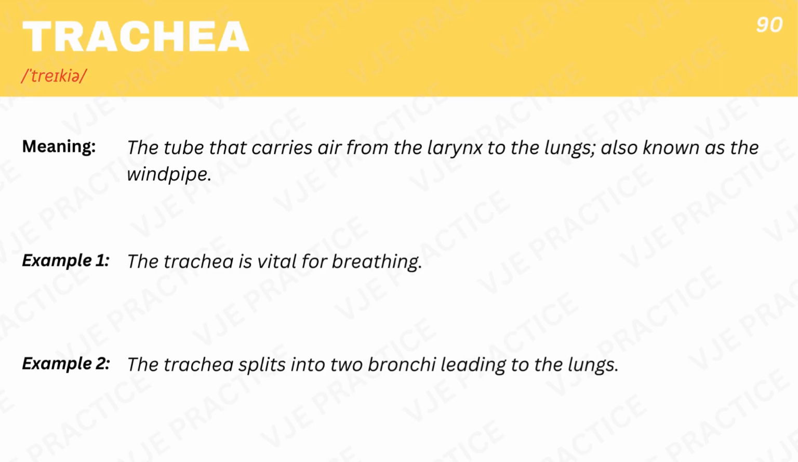Trachea, the tube that carries air from the larynx to the lungs, also known as the windpipe. Example 1. The trachea is vital for breathing. Example 2. The trachea splits into two bronchi leading to the lungs.